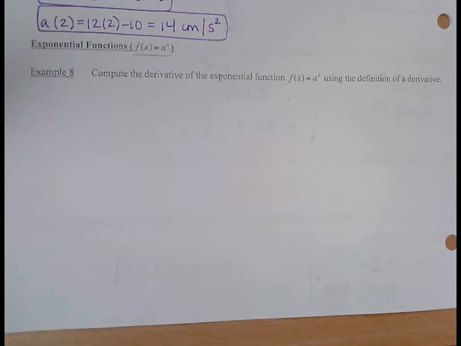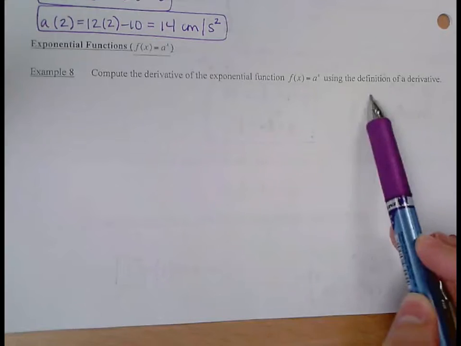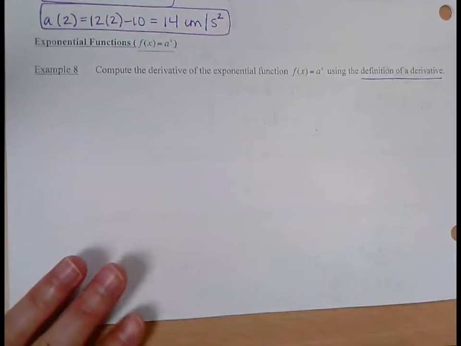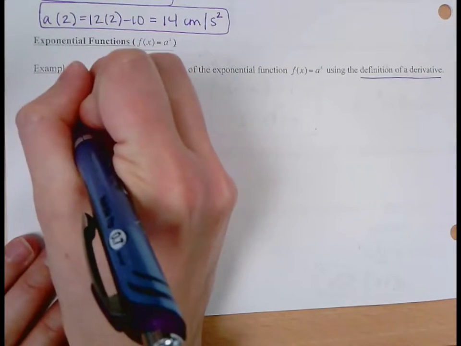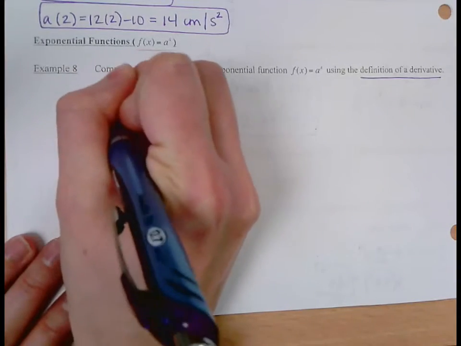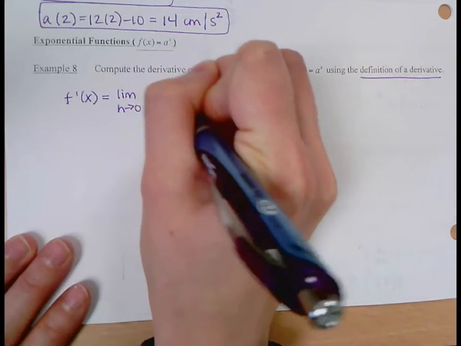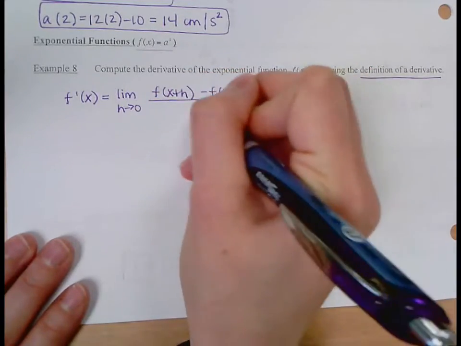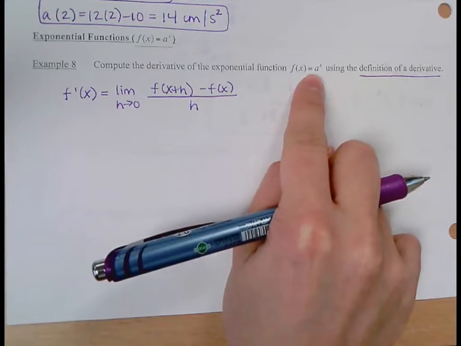But it says, compute the derivative of the exponential function f of x equals a to the x using the definition of a derivative. The definition of a derivative is the limit that we worked with the whole last unit, the second half of chapter 2. So we need this definition that f prime of x is going to equal the limit as h approaches 0 of f of x plus h minus f of x all over h. And our f of x is a to the x. That's our function.